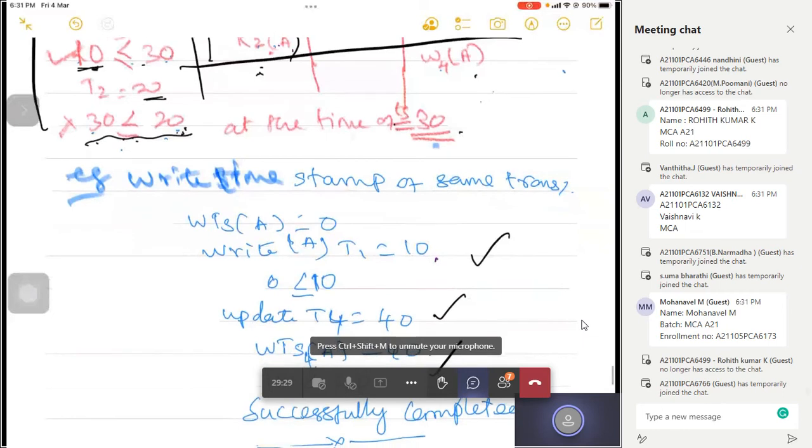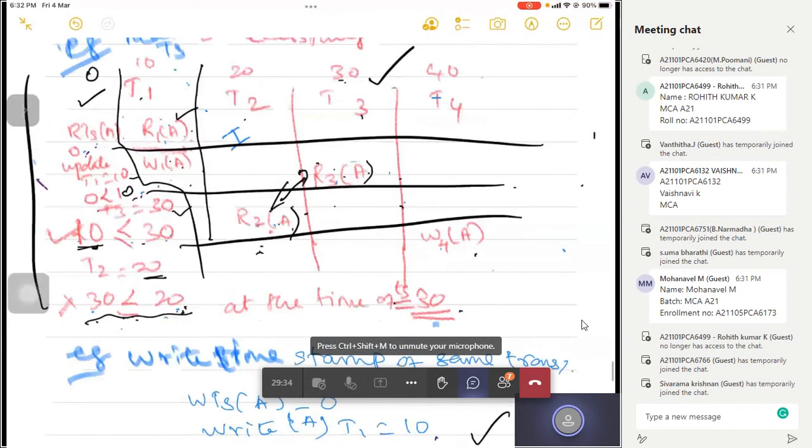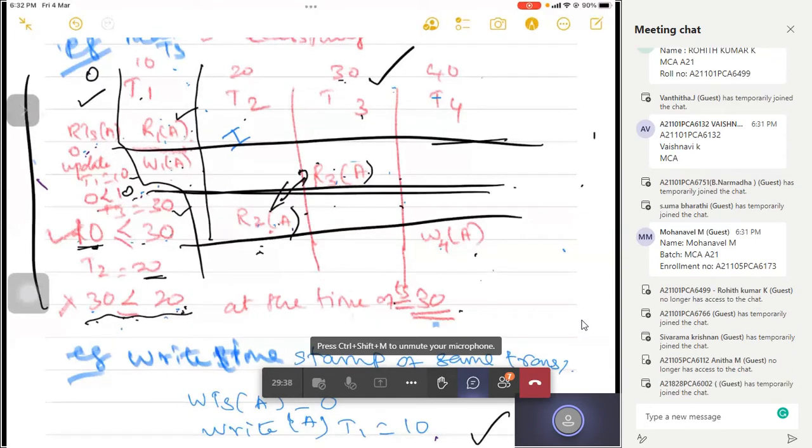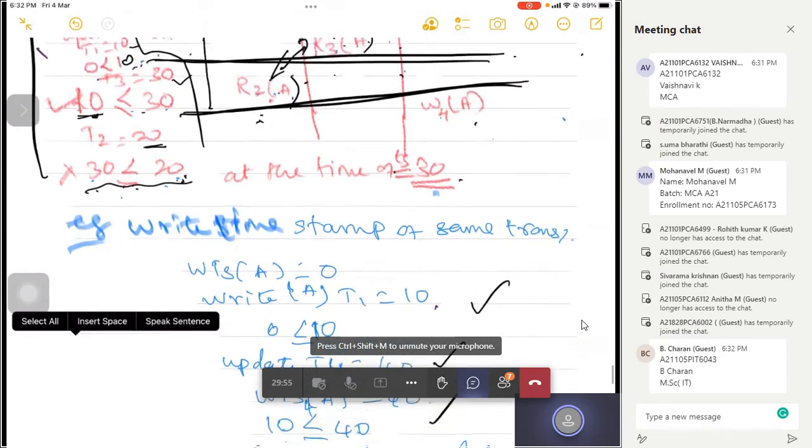ஸோ என்னங்கிறத பாக்குறேன். இந்த ரைட் ஸ்டாம்ப் இப்போ புரியுதுல? இந்த டைம்ல என்னென்ன ரெக்கார்டு வருதோ அதெல்லாம் முதல்ல முடிக்கும். ஸோ ஈவன் தோ டைம் ஸ்டாம்ப் அரைவ் ஆனாலும், listen here. Time stamp of A is equal to 0. Time stamp of T1 is 10. So 0 is less than or equal to 10. So update it. Now T4 equal to 40.